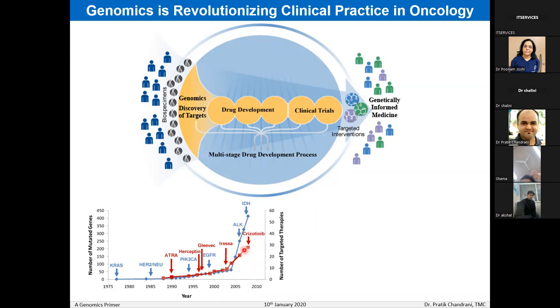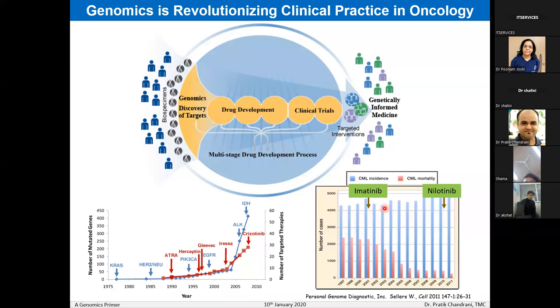And of course, you all know these drugs are doing a wonderful job. Say, for example, in CML, the introduction of imatinib has resulted in a drastic reduction of mortality rate. And then resistance to imatinib was detected around this era, and a second generation drug was introduced, which further reduced the mortality rate, and it kept going on and on for third generation, fourth generation, and so on and so on.